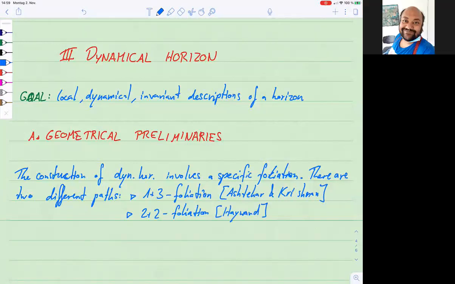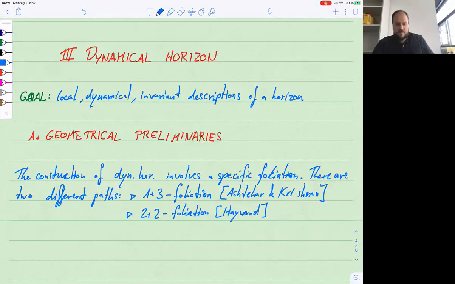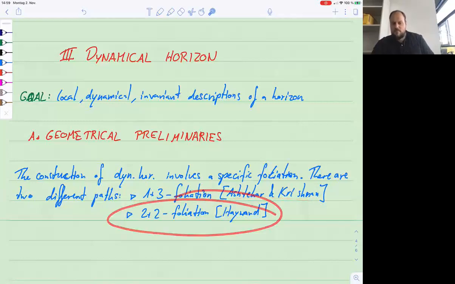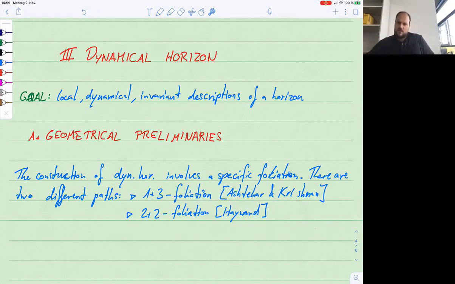So as I said, since there's a nice lecture which I cannot explain better than Abai, I will not focus on this. You can read this or you can watch the lecture there, but I will focus on the 2+2 because I also think that it is closer to understanding the causal structure we've seen than the other one. Because in the 2+2, basically what we want is to choose two null congruences and then check how these null congruences behave throughout the evolution in spacetime. And that is what Hayward did.